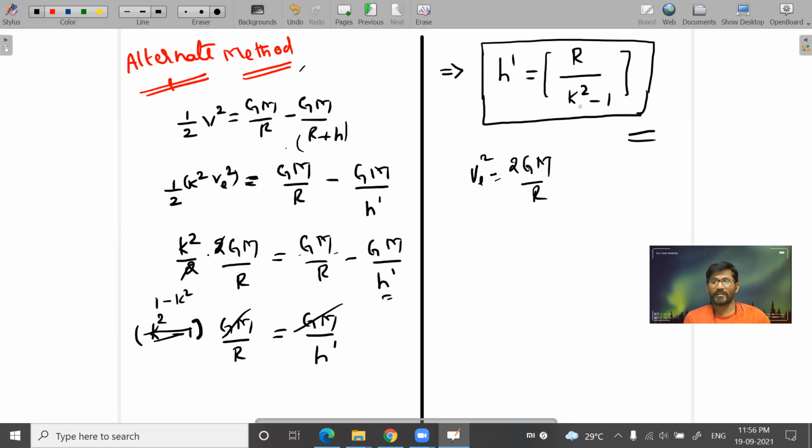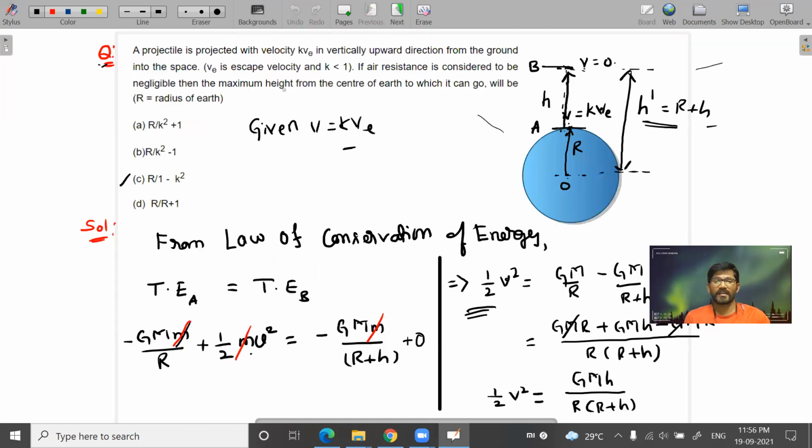Now on simplifying further, the denominator part we take as 1 minus k square. So h dash is equal to, by cross multiplying, 1 minus k square by r is equal to 1 by h dash. So h dash is equal to r by 1 minus k square. This is your answer, r by 1 minus k square. This is the correct option.